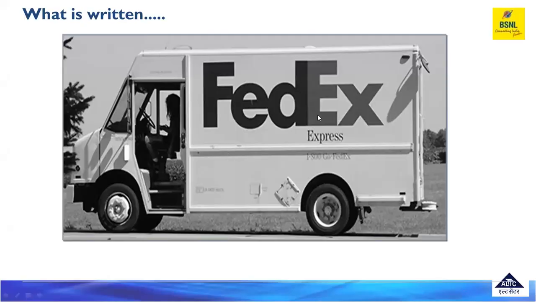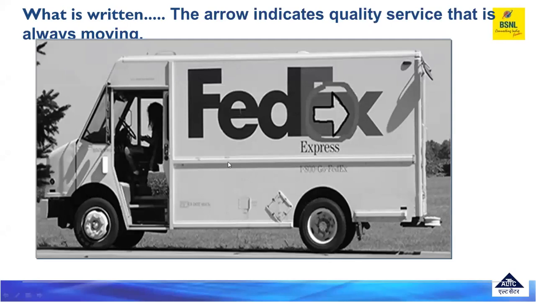What is written here? What is written here? FedEx. Yeah, definitely. But you have not observed this arrow. This is the human brain. Intelligences are different ones.